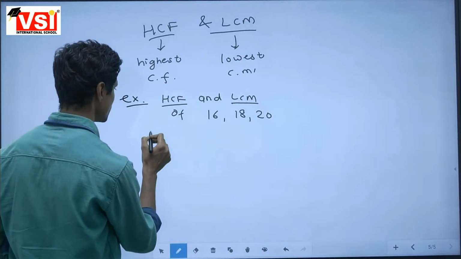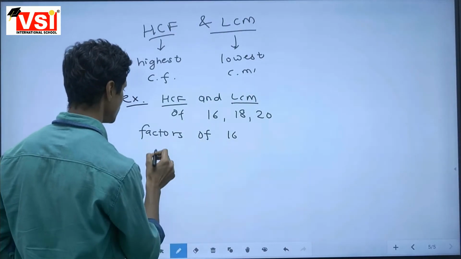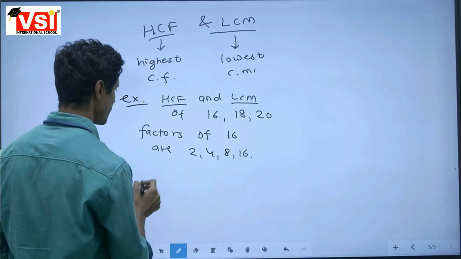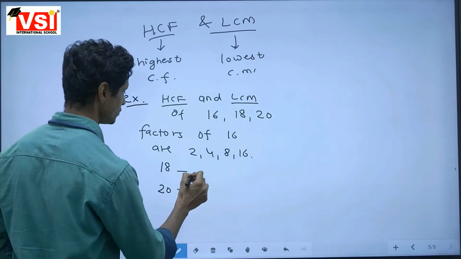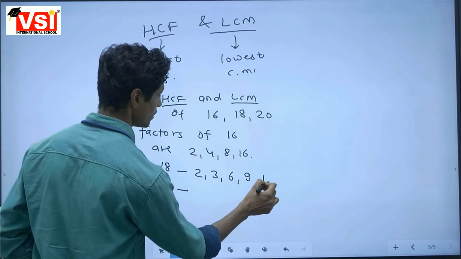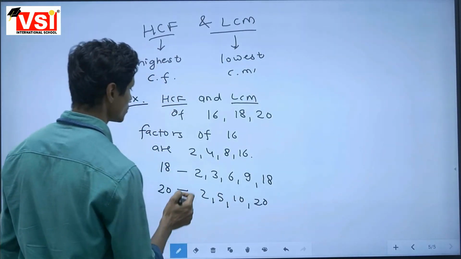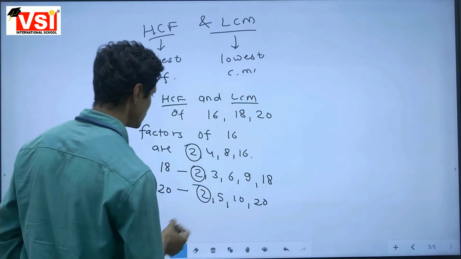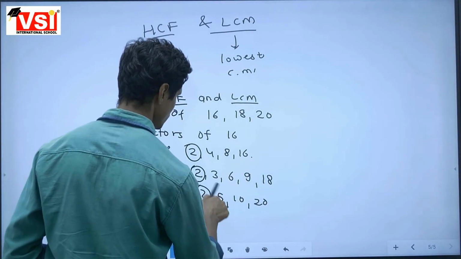So the factors of 16 are 2, 4, 8 and 16. And similarly 18 has factors 2, 3, 6, 9 and 18 itself, and then 20 will be 2, 5, 10 and 20. So select the common factors: 2, 2, and another one, no, that's all.